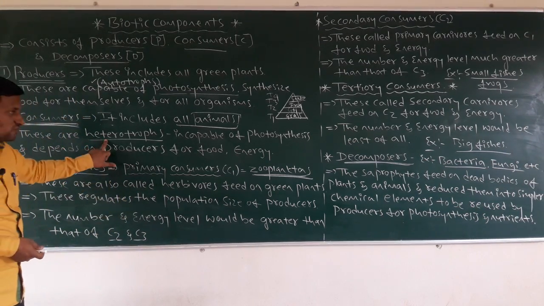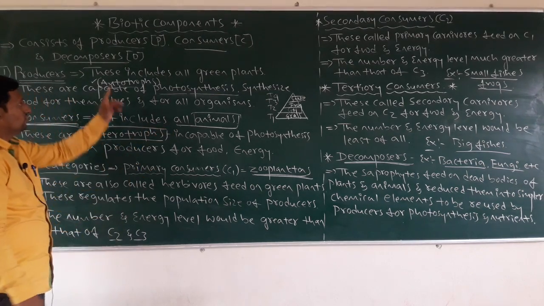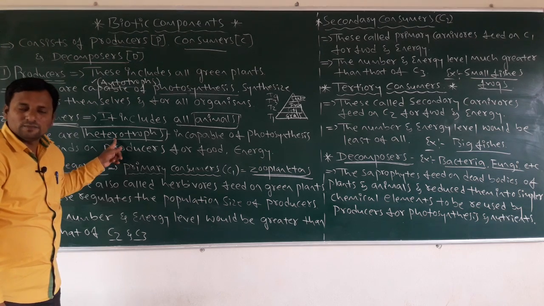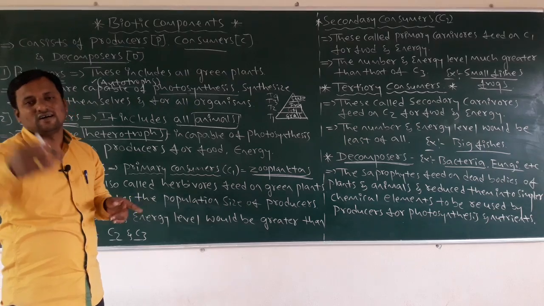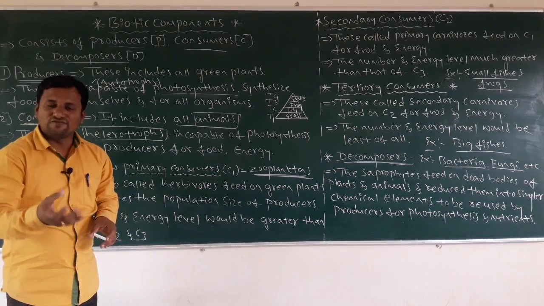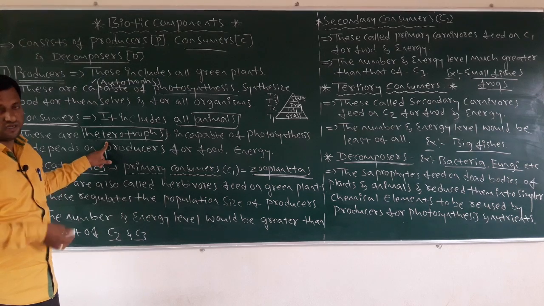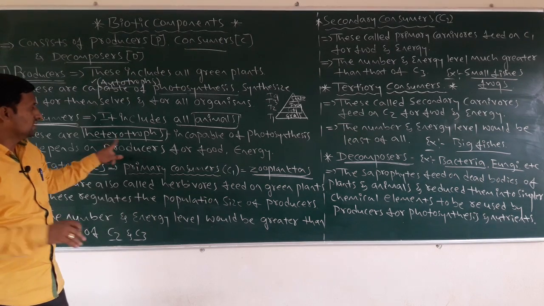So these are heterotrophs. What are these? The main important point: autotrophs are the opposite of heterotrophs. Heterotrophs in Kannada are paravalambi jeevigalu. Those organisms which depend upon other organisms for the purpose of food and energy are called heterotrophs. All animals are heterotrophs, except plants.